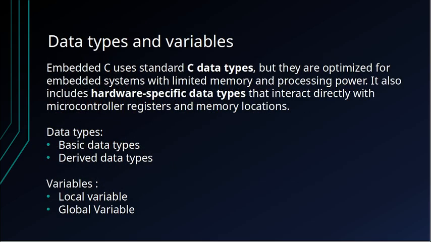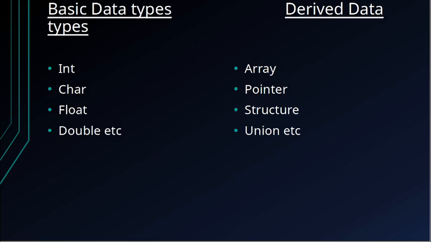And coming to the data types and variables, Embedded C uses standard C data types, but they are optimized for embedded systems with limited memory and processing power. It also includes hardware specific data types that interact directly with the microcontroller's registers and memory locations. Now coming to data types, there are basic data types and derived data types, and the variables are local variables and global variables. As we know, global variables are declared outside the function block, and local variables are declared inside the function block. The basic data types are int, char, float and double, etc. And derived data types are array, pointers, structures and union, etc.